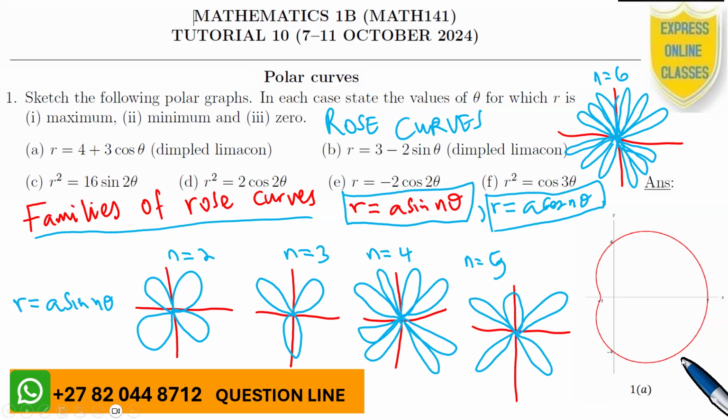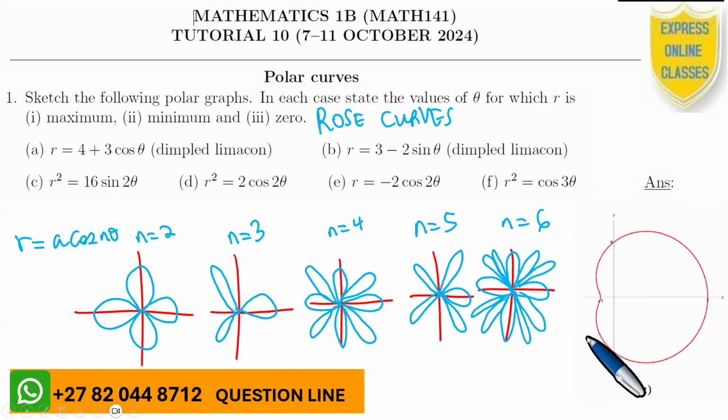N equals 5. For n equals 6, you have 3, 6, 3, 6. For n equals 6, you have 1, 2, 3, 4. Double, double, double, double. Okay.